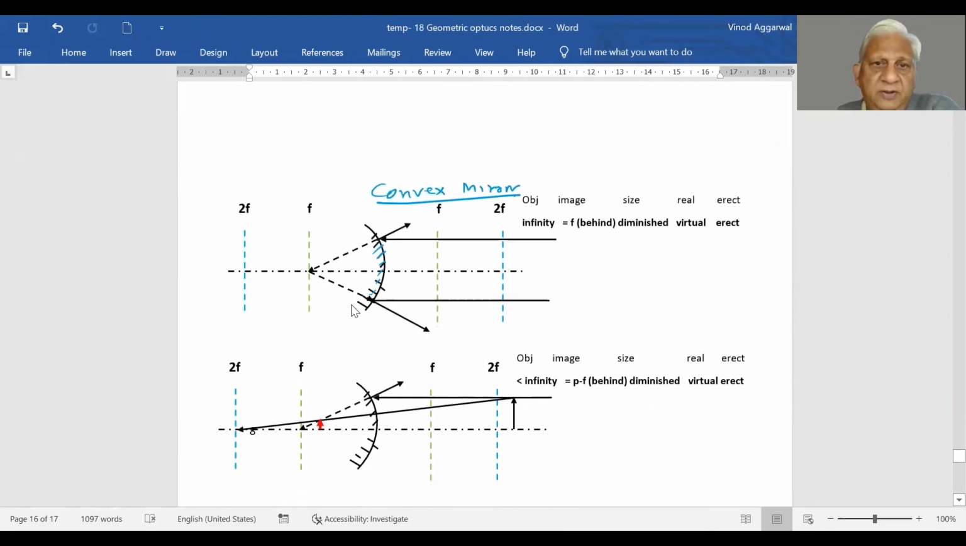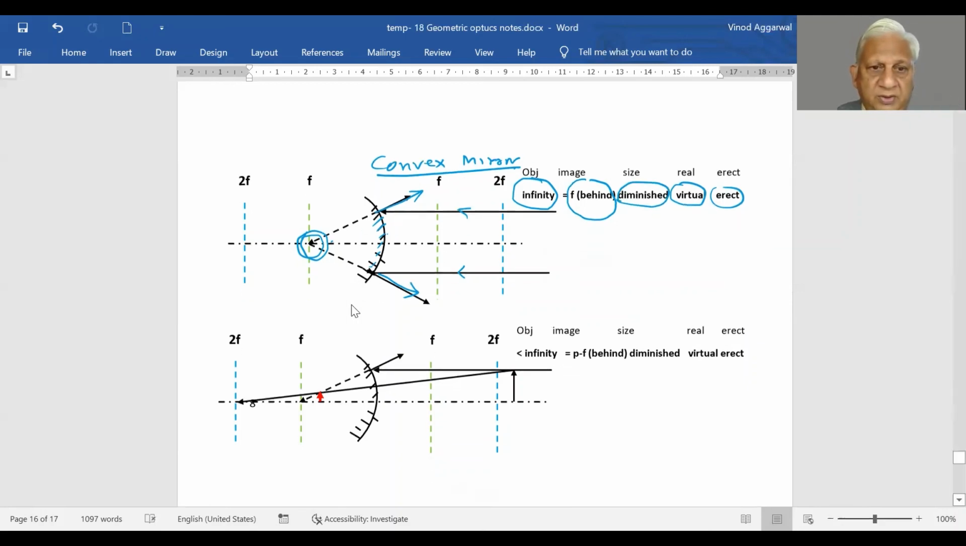What happens in case of convex mirrors? If rays are coming from infinity, they diverge like this, and they appear to come from this focal point. So if an object is at infinity, image is formed at focal point behind the mirror, which is virtual, erect, and highly diminished. In fact, it will be just point object, point image.